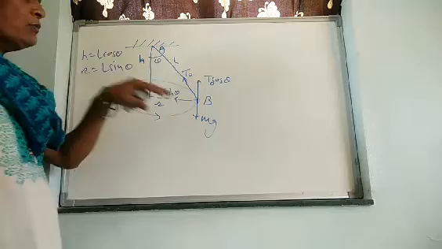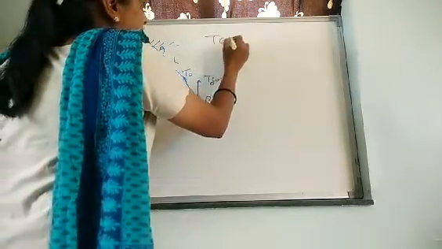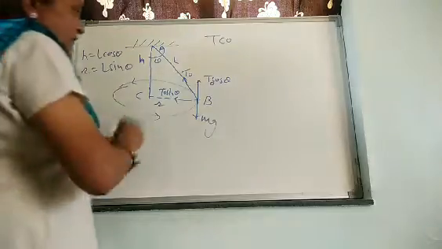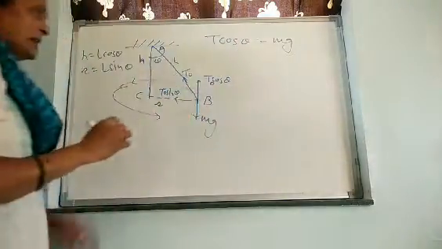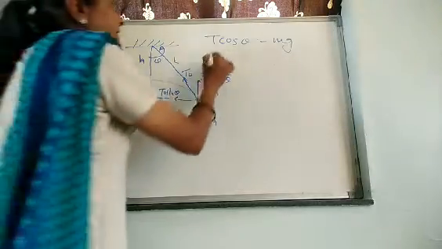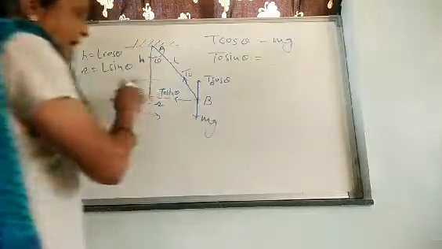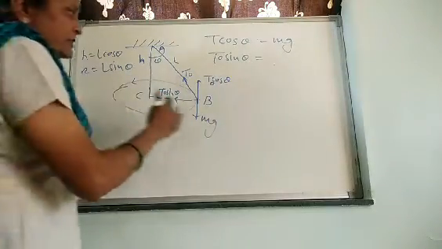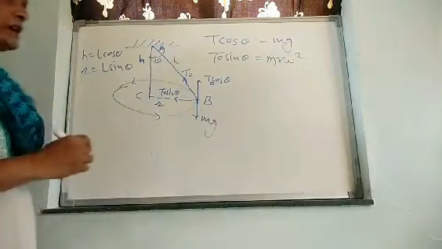Now, from this diagram, we can write these two equations. That is, T cos theta is equal to mg. And the other equation: the component T0 sin theta balances the necessary centripetal force, and it will be equal to m r omega square, or m v square upon r.